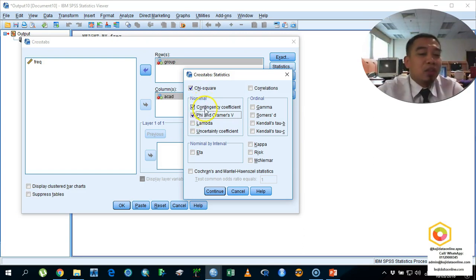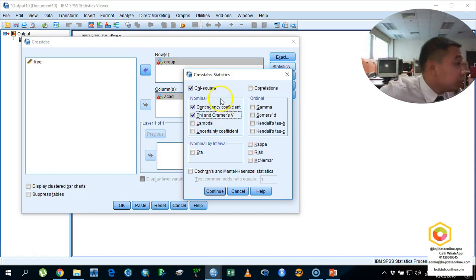The first one is the contingency coefficient, and the next one is the phi and Cramer's V. Additionally, you pick these two. Why? Because these are the itemized statistics to measure the association. This is why we need to do the second one: we want to measure the strength, direction, and also whether there is association or not.